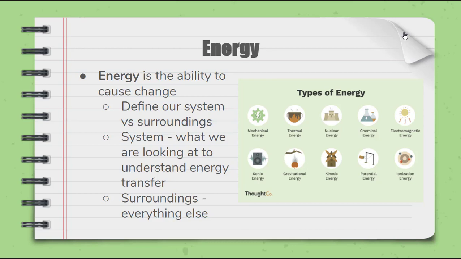So if we define it really well, we can then concentrate on the energies we're trying to look at. The system is what we are trying to look at in terms of energy transfer, while the surroundings is literally everything else in the universe. And as you can see on the right-hand side here, there's lots of different types of energy that you may want to consider.